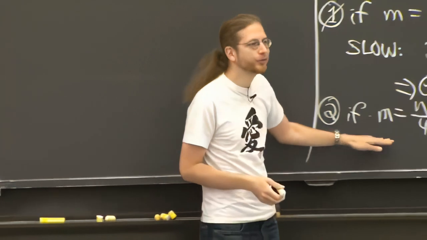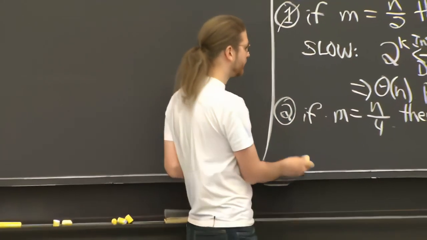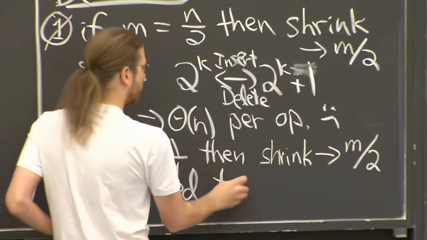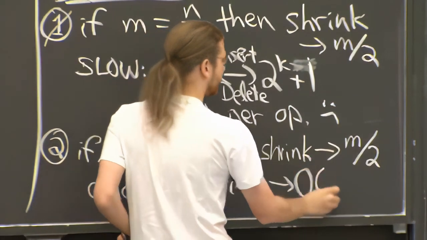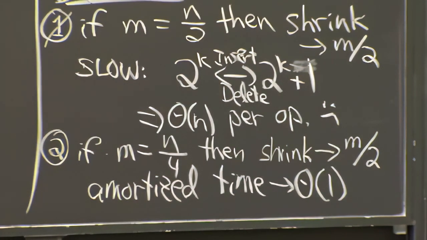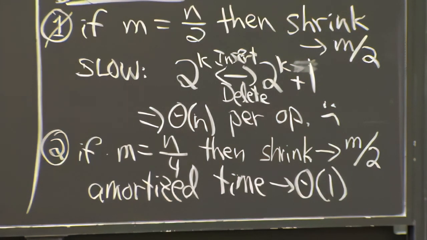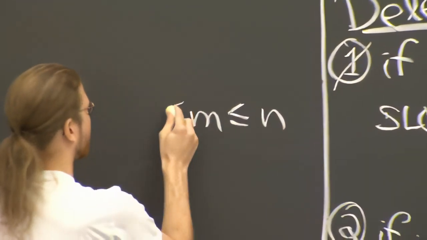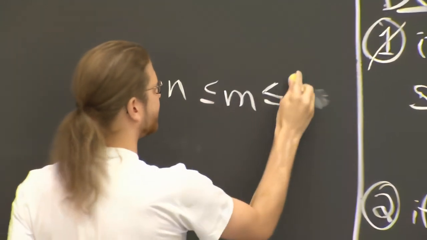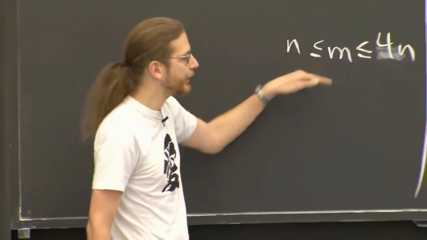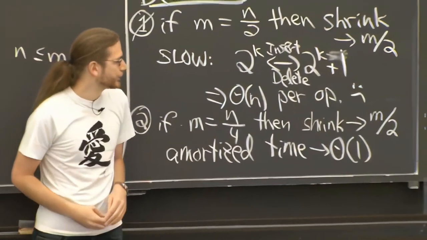lot of insertions. I haven't proved anything here, but it turns out if you do this, the amortized time becomes constant. For k insertions and deletions, arbitrary combination, you'll maintain linear size because you're maintaining the invariant that m is between n and 4n. You maintain that invariant, that's easy to check. So you always have linear size, and the amortized running time becomes constant.